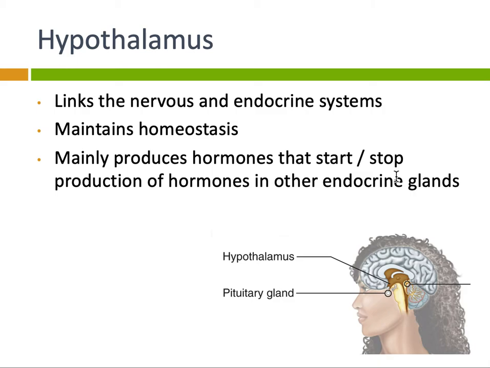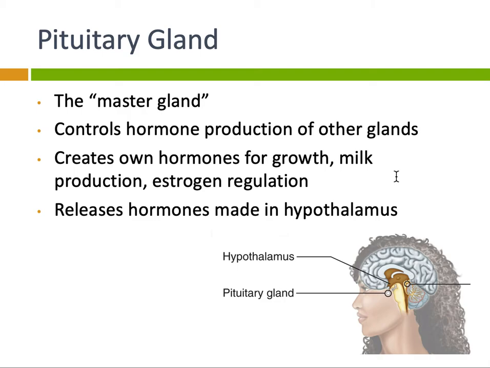Now, the hypothalamus and the pituitary gland are going to work very closely with one another. We'll also see them pop up again at the end of this screencast when we talk about how the endocrine system works to regulate hormone levels throughout the body. The hypothalamus is going to play a key role in maintaining homeostasis. I'm not going to go into the different names of the hormones produced by the hypothalamus, but you should know that the hypothalamus mainly produces hormones that start and stop the production of hormones in other endocrine glands. So you can already begin to see how the hypothalamus is integral in maintaining hormone levels because it's going to control other glands.